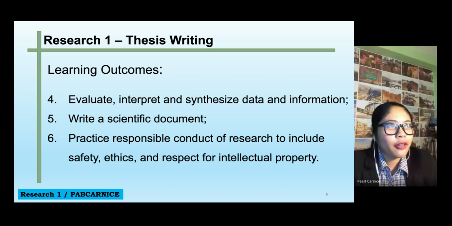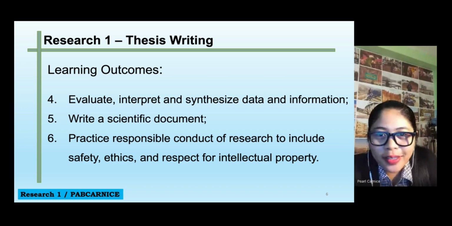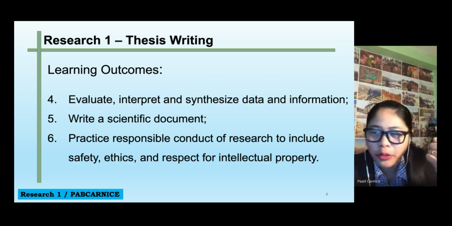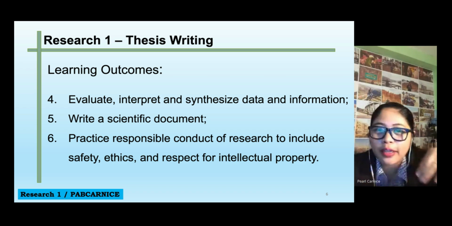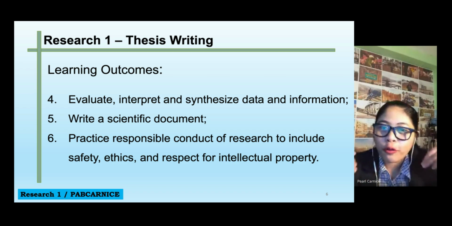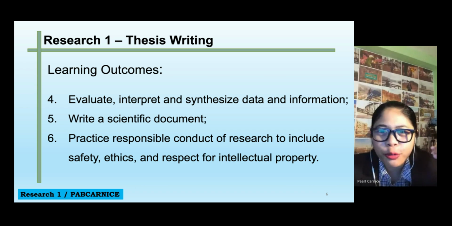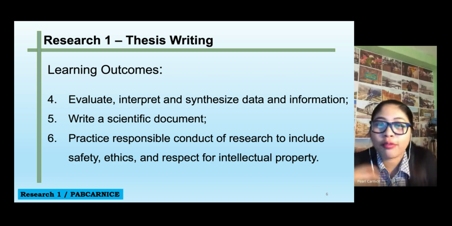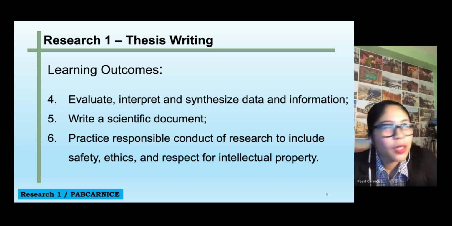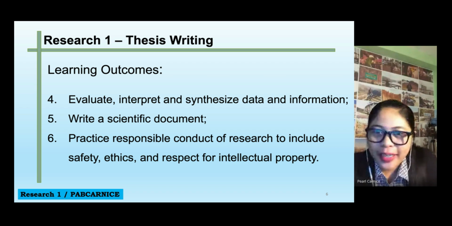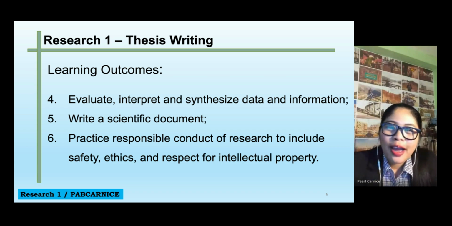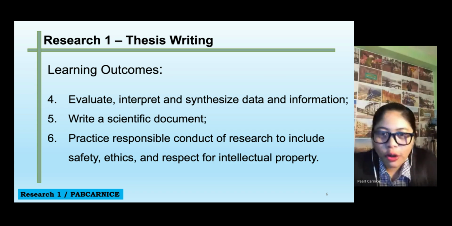Okay. Next, learning outcome: evaluate, interpret, and synthesize data and information. So you should be able to evaluate your results, interpret your results, and synthesize your data to have a sense of your data, to integrate. For example, if you have correlational data, you have to correlate this variable to another variable. So you have to synthesize if there is a correlation between the two. Next learning outcome is to write a scientific document. That is why you have a thesis manuscript, because you should be able to write a scientific document.